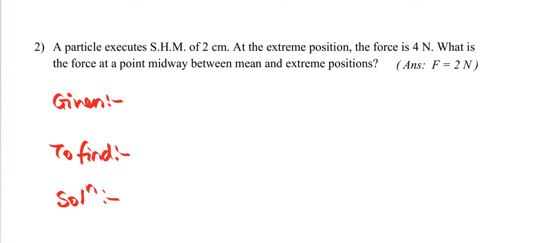A particle executes simple harmonic motion of 2 cm. At the extreme position, the force is 4 Newton. What is the force at a point midway between mean position and extreme position?